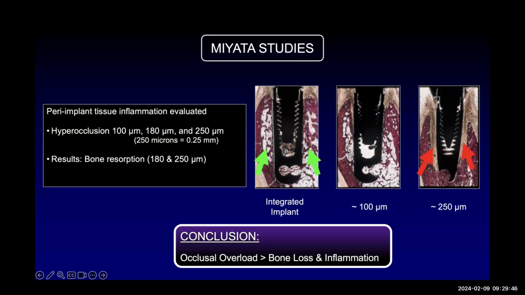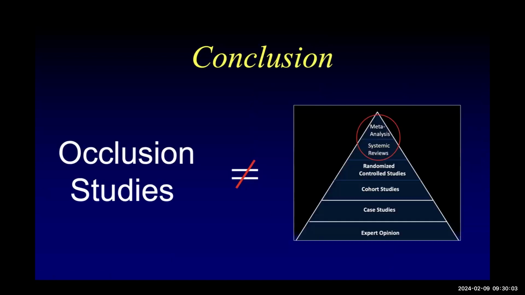Whereas if you put them into significant hyperocclusion, what he called 250 microns, you can see here by the red arrows, instead of bone at the implant interface, you get a soft tissue interface. So basically that is a failure. So their studies concluded, again, occlusal overload ended up with bone loss and resultant inflammation.